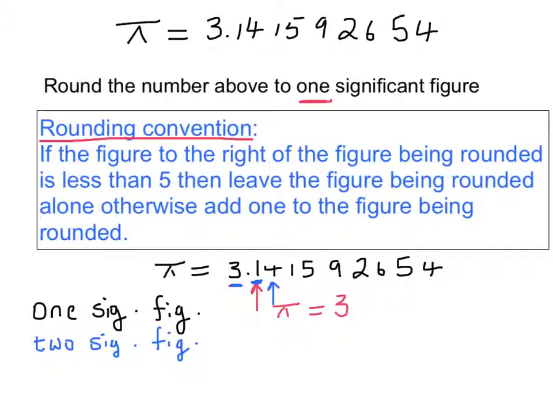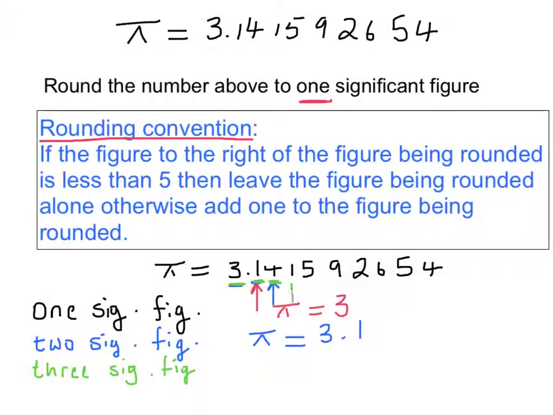It's less than 5, so then I just leave the one being rounded alone. So the answer is, to two significant figures, pi is equal to 3.1. Let's repeat the question again and round pi to three significant figures. The three significant figures will be 1, 2, 3.